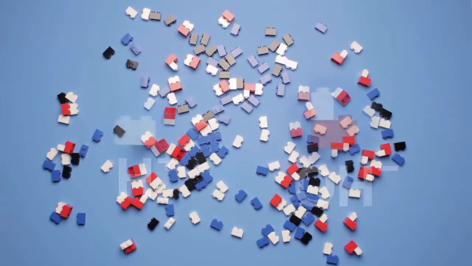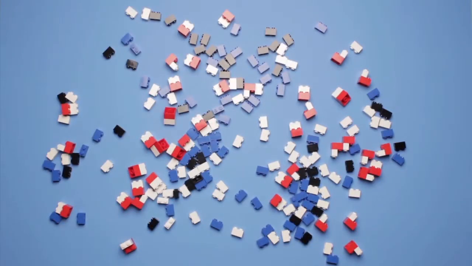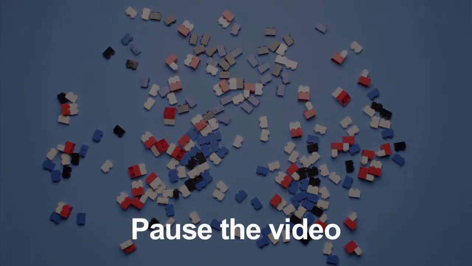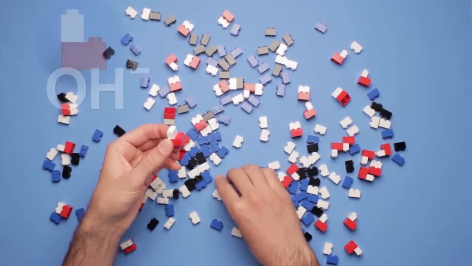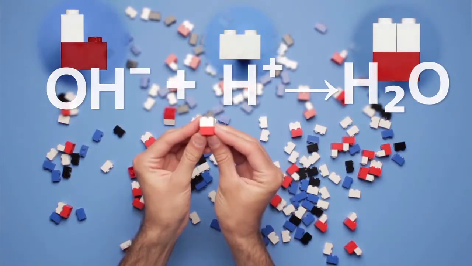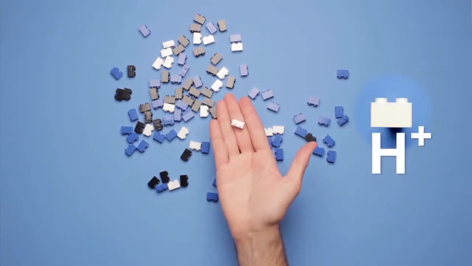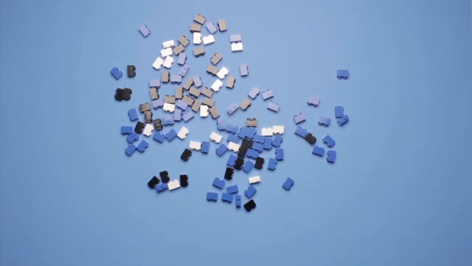It contains both acidic and basic species, and it contains more acid than base. But this solution will not resist changes in pH. Pause the video and explain why not. The hydroxide ions would just react with the hydrogen ions to form neutral water. Since there is an excess of hydrogen ions, we would be left with a hydrochloric acid solution after the reaction. And we've already shown that a solution of strong acid is not a buffer.